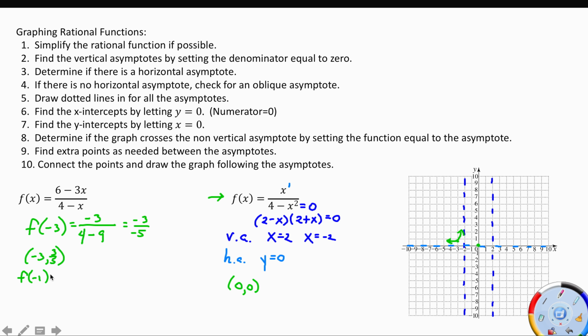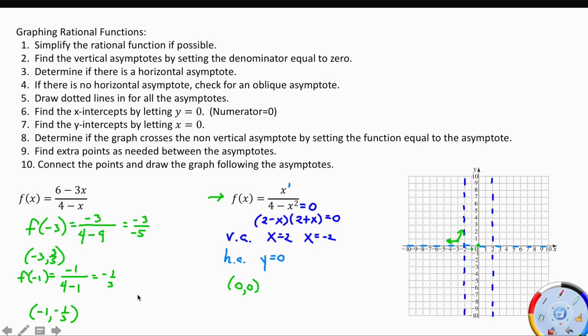Okay, now let's plug in a negative 1. F of negative 1 is negative 1 over 4 minus negative 1 squared, which is 1. So negative 1/3. This is the point negative 1, negative 1/3. Now, right here, I don't really know if my graph touches and goes back or if it crosses and goes up, so I need another point.